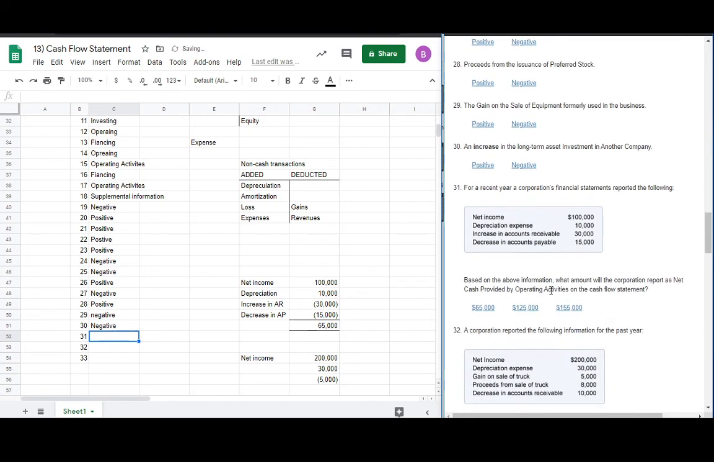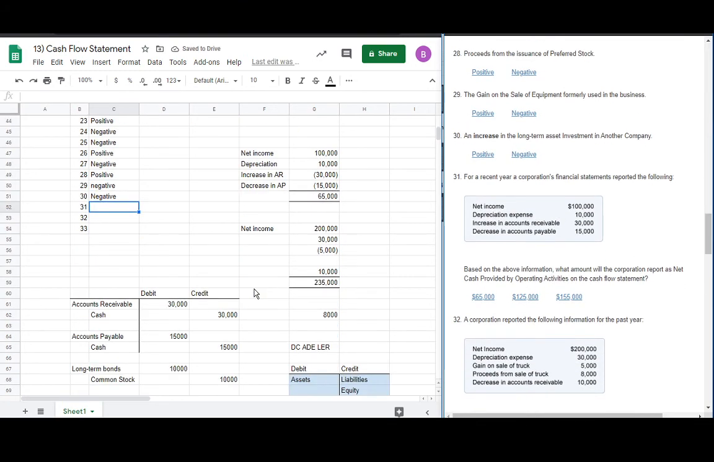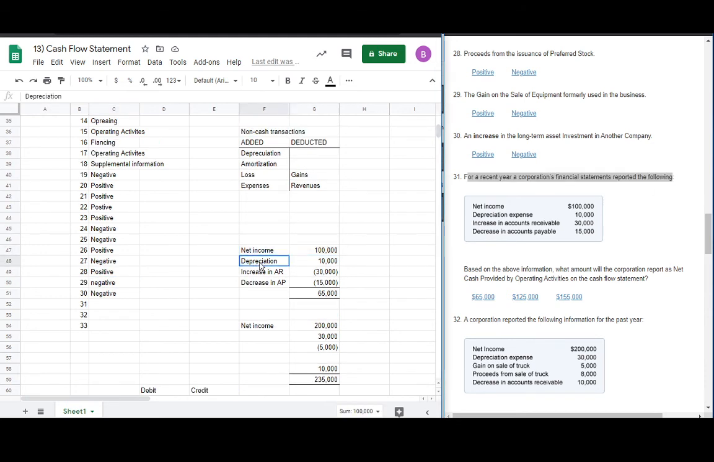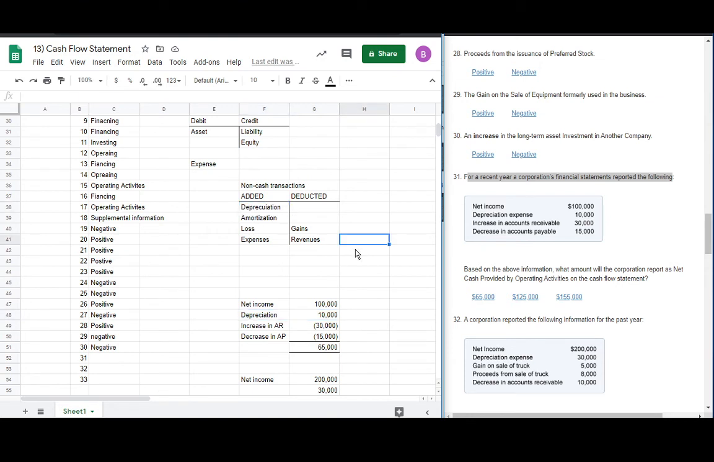And number 31, let's compute. This is a sample problem. For the recent year, the corporation's financial statements reported the following: 100,000 of net income, okay. Depreciation, we add back depreciation of 100,000. Increase in AR is a decrease in asset, and a decrease in AP is a decrease in asset or decrease in cash. So we end up with 65. Correct? 65.